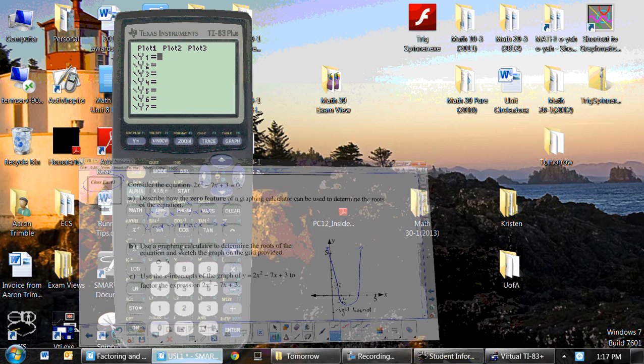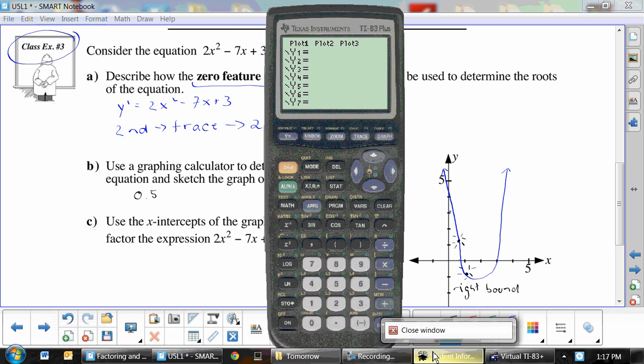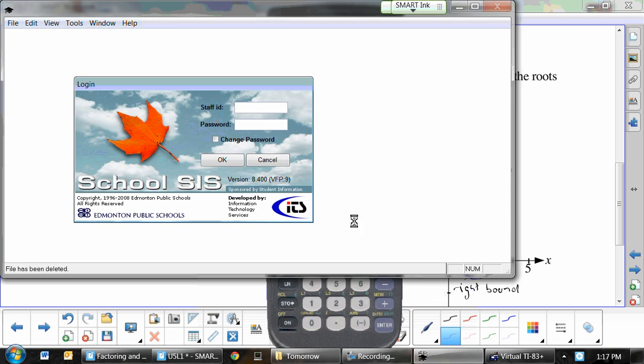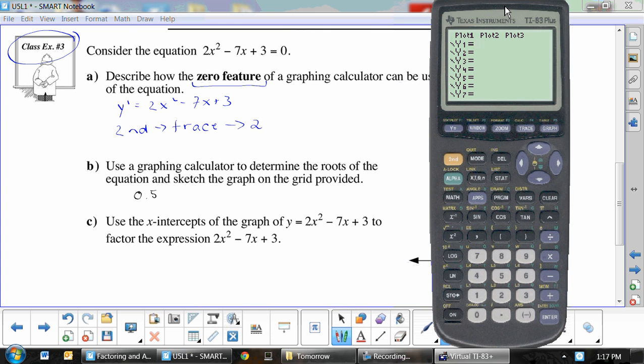Okay. So we have our board calculator up. In y1 we'll go 2x squared minus 7x plus 3. Second trace, 2. So when it's left bound, you can see that my little blinker is to the left of the x-intercept. So I hit enter once.